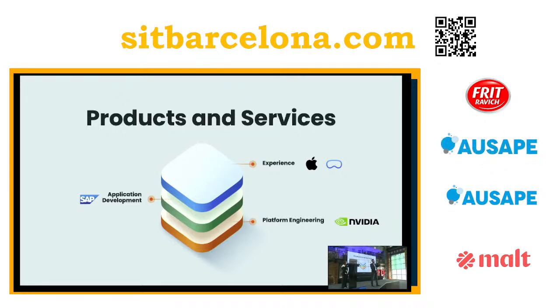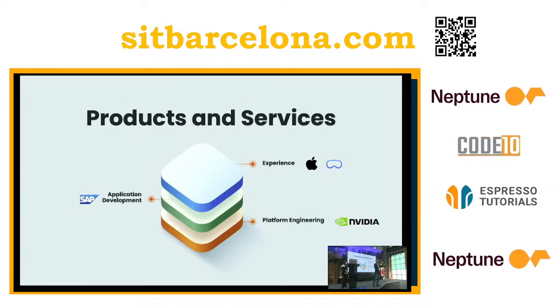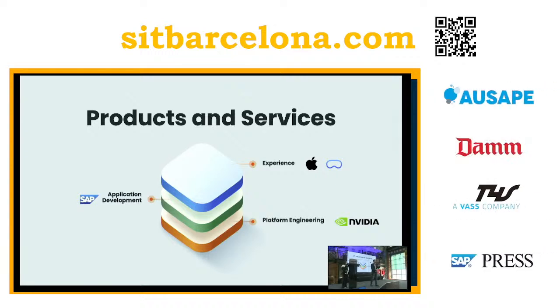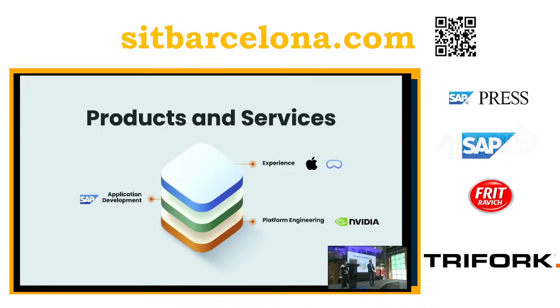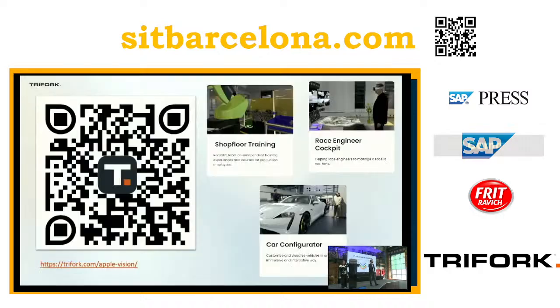At the top level, we have the experience layer, which in this case is Apple Vision Pro. SAP is straight in the middle there, doing the applications and the core ERP. And of course, on the bottom layer, the platforms, so you have infrastructure and all the rest.